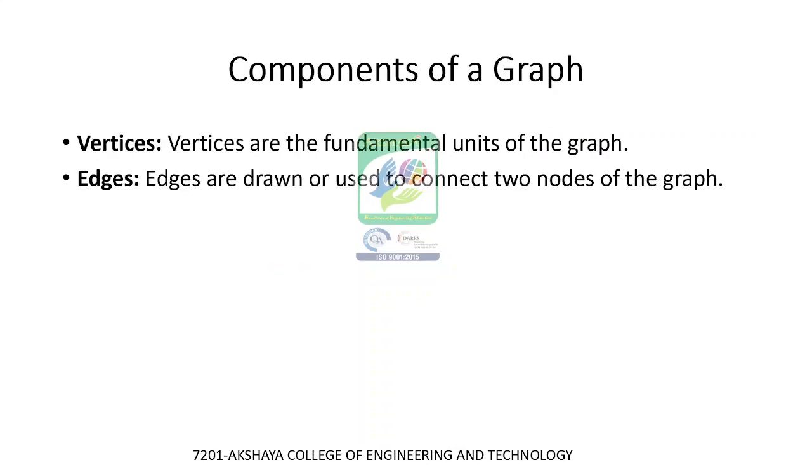Next we are going to see about components of graph. A graph can have two components. One is vertices, another one is edges. So vertices are fundamental units of the graph, and edges are used to connect two nodes of the graph.